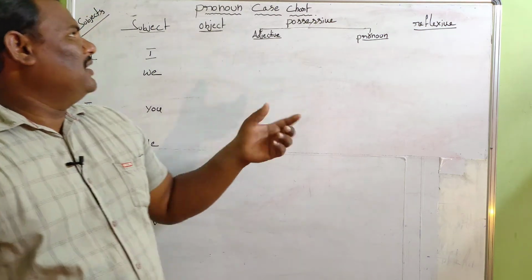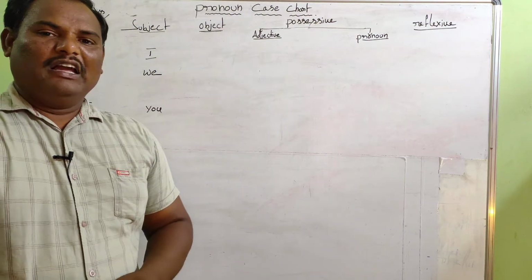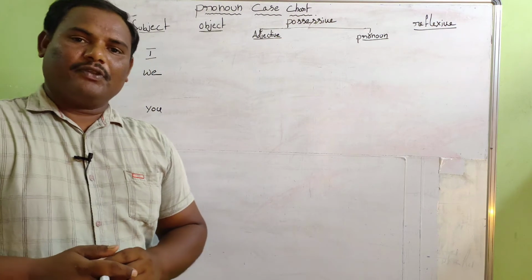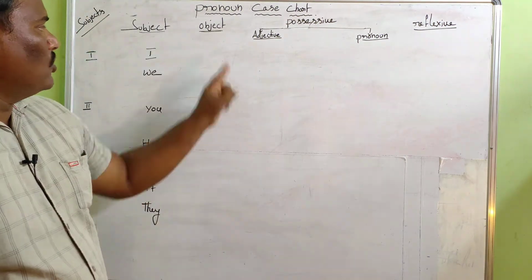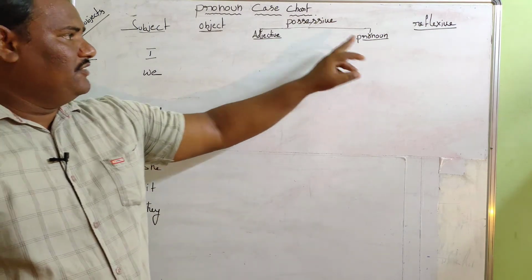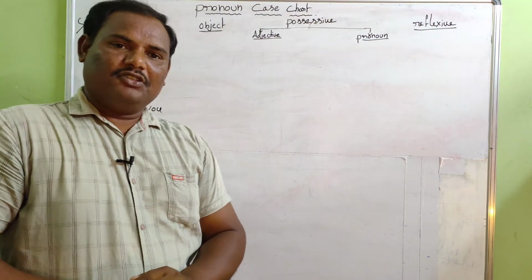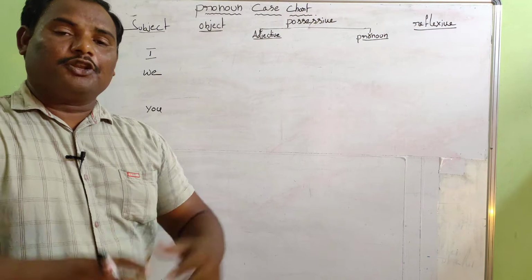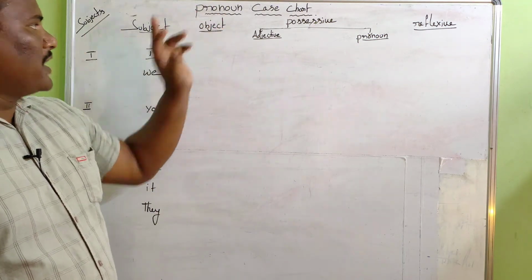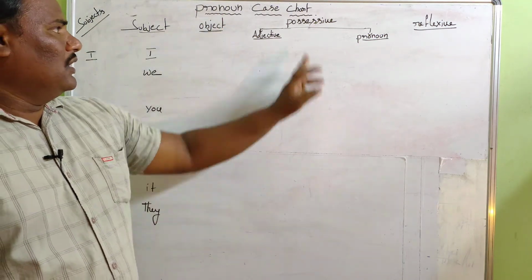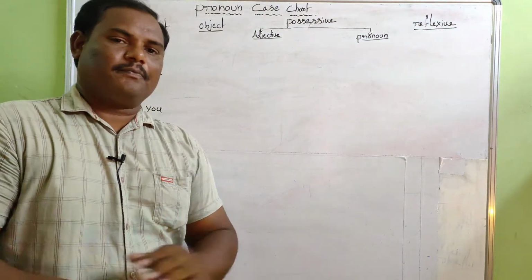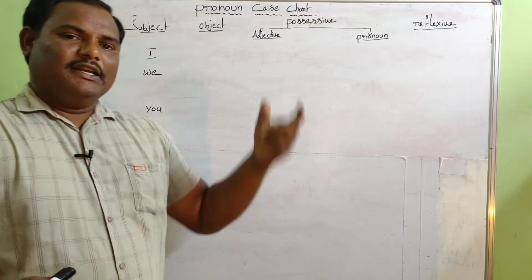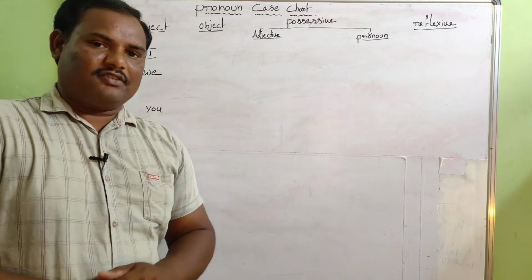Dear friends, if you examine the pronoun case chart, we have a few headings. What are they? Subject, object, possessive, reflexive. These are all pronouns. In other words, we can say subject pronoun, object pronoun, possessive pronoun, and reflexive pronoun. We shall try to understand these headings one after the other sequentially.